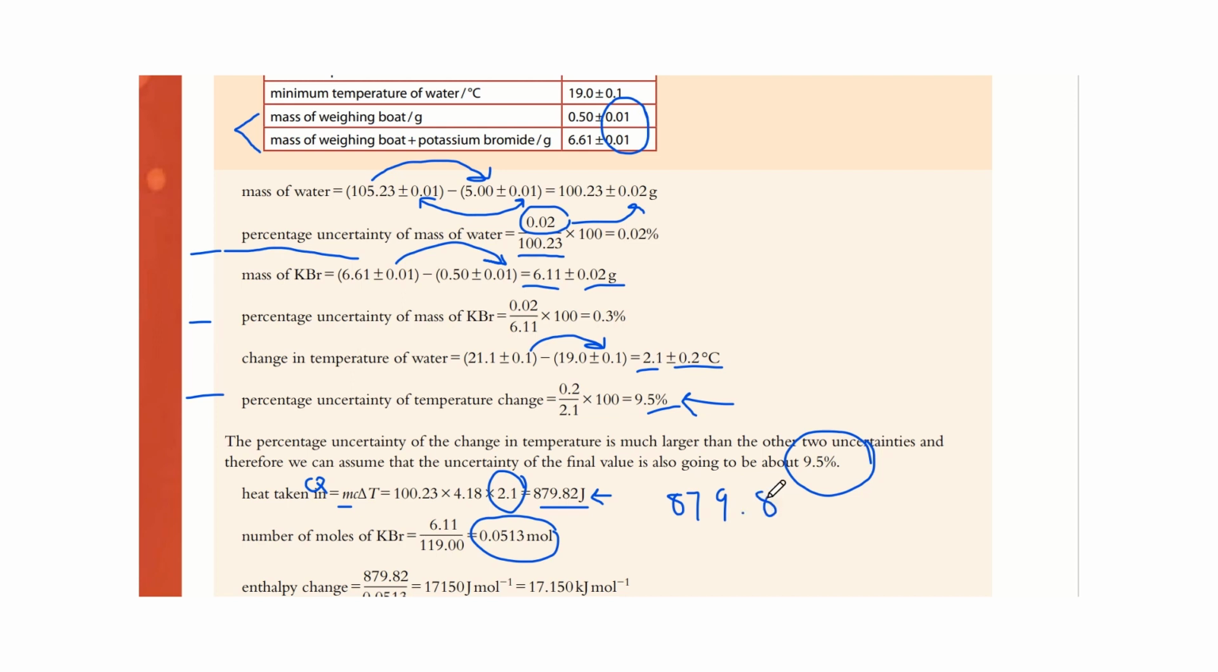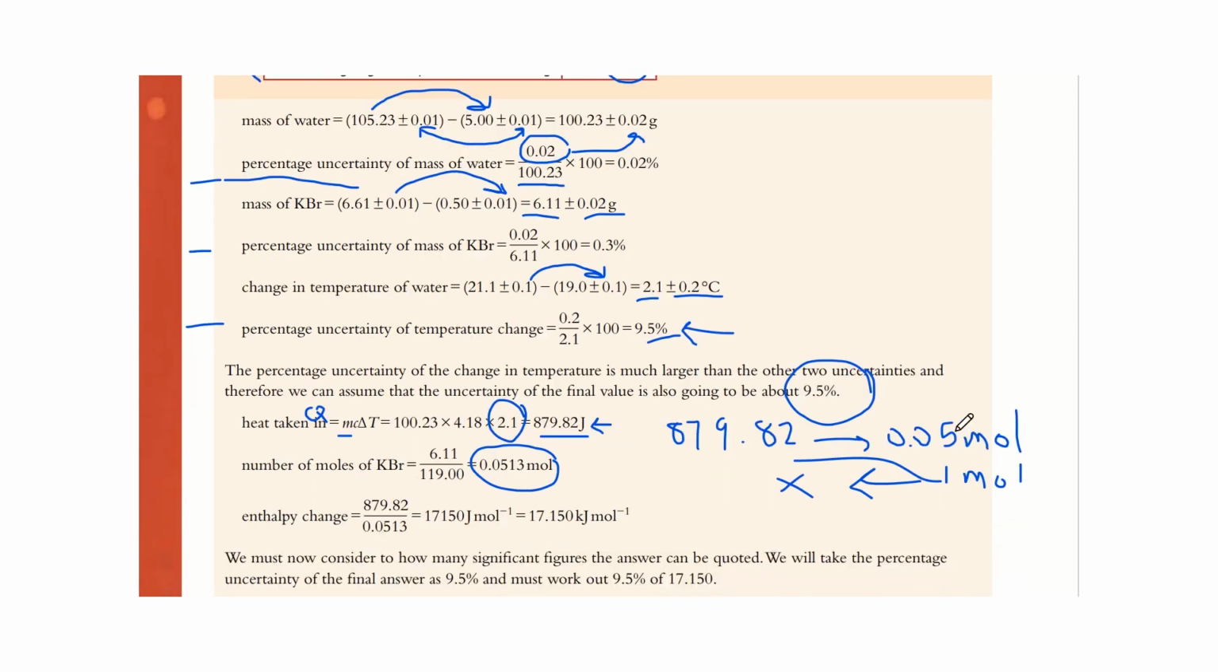879.82 joules in 0.05 mole. And what we actually want to find out is how much is that in 1 mole. So this is one way of looking at it. So when you do the cross multiplication, you can see that this is going to be divided by 0.0513, sorry.